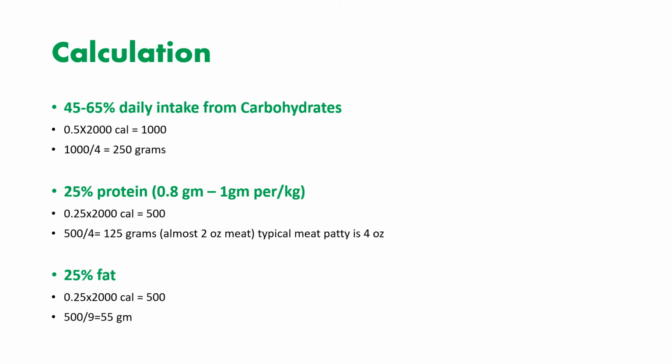So I'm just using a 2,000 calorie diet. I just wanted to go through a calculation of what you could do. If you want 45 to 65% carbohydrates, I just took the average of that, which is, say, 50% carbohydrates in the diet. Then you multiply 0.5 times 2,000, and that gives you 1,000. So 1,000 calories are what you want to eat in carbohydrates. Then you divide that by 4 calories per gram, and that gives you 250 grams.